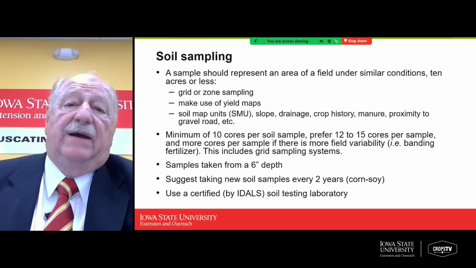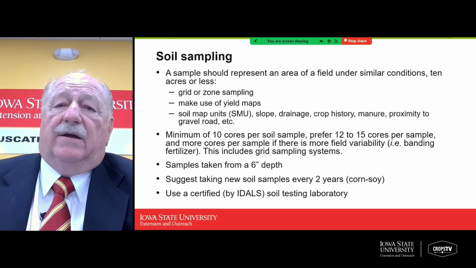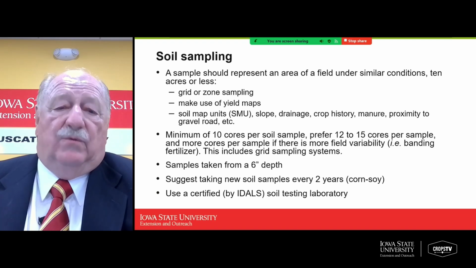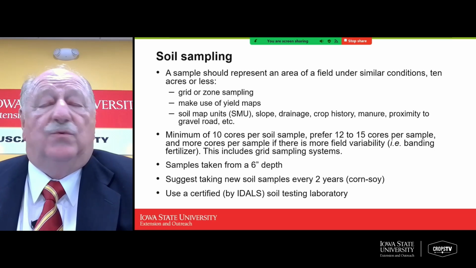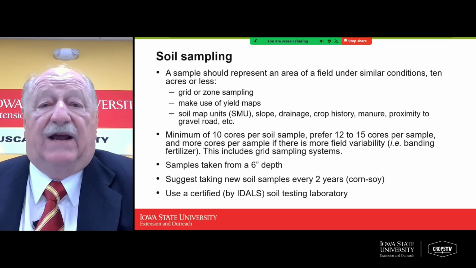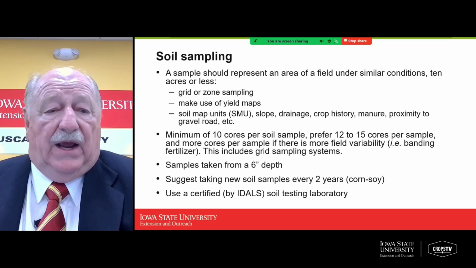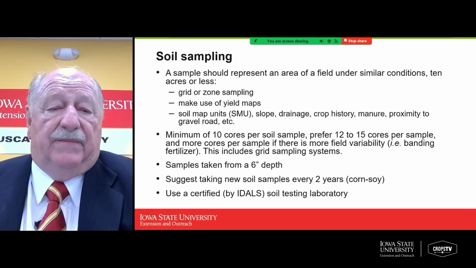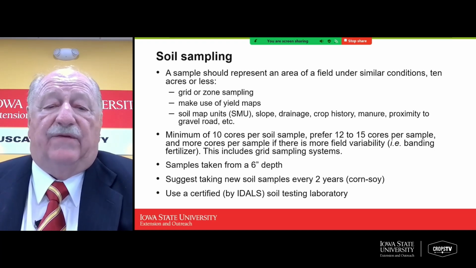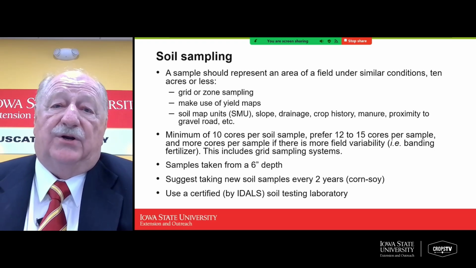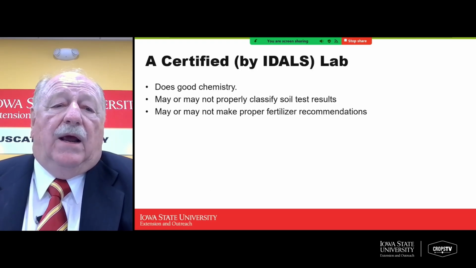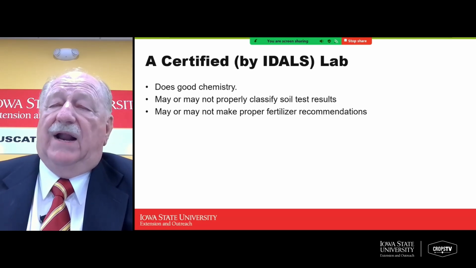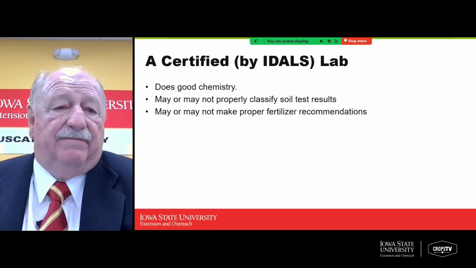Samples should be taken from a depth of 6 inches. Shallower or deeper sampling will skew the results. With relatively high fertilizer prices, we recommend taking a new set of samples every 2 years. And when that sample is taken, it should go to a soil testing laboratory certified by the Iowa Department of Agriculture and Land Stewardship. Now, what does it mean if the laboratory is certified?